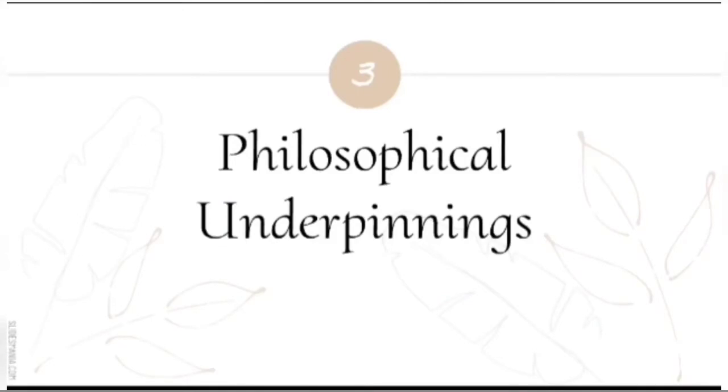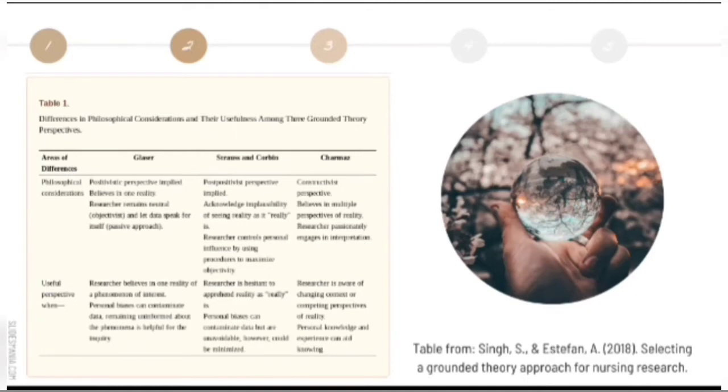Philosophical underpinnings. Here we see a table put together by Singh and Estefan describing the philosophical underpinnings. Glaser is seen as having a more positivist approach, where Strauss and Corbin are seen as having a post-positive perspective, and Charmaz, of course, is well known for her constructivist perspective.